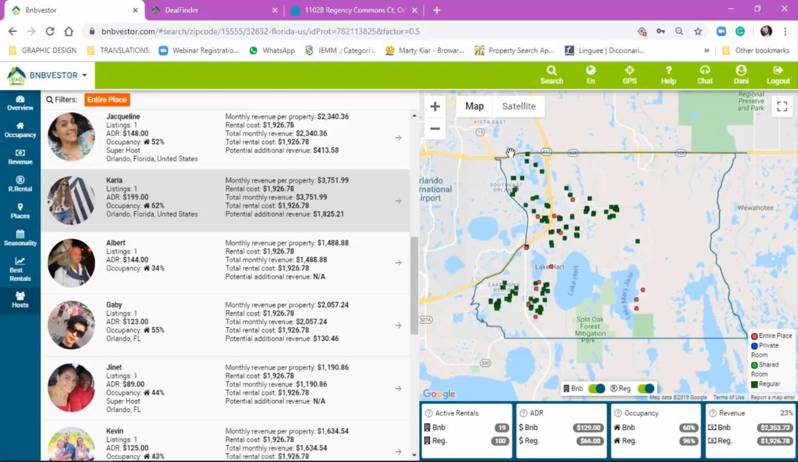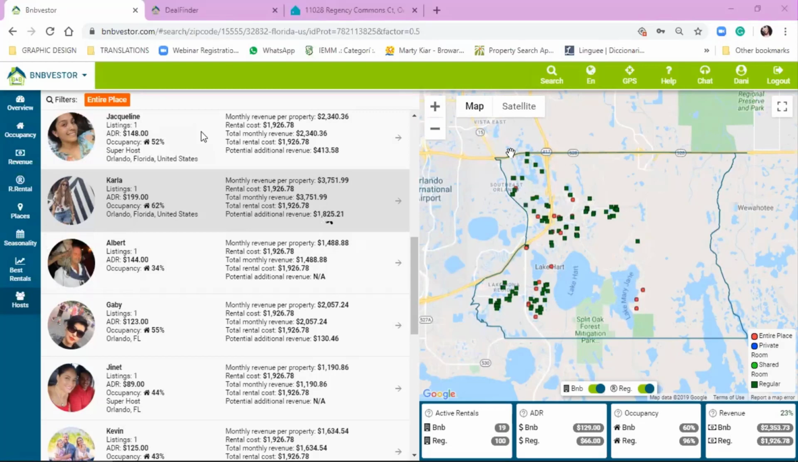Now, it's the rentals revenue on the average in the selected area in the map. So, for example, if you subtract the rental cost from the 3,751, you see that the potential additional revenue is what she's actually making. It is $1,825. So that is the actual additional revenue that she's receiving with that property. There would be other calculations if she were to have more than one property.